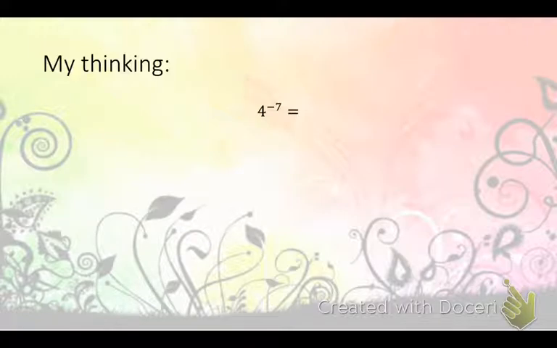So my thinking, if I see 4 to the negative 7, I know I'm not allowed to have a negative, so I'm going to rewrite it as 1 over 4 to the positive 7.